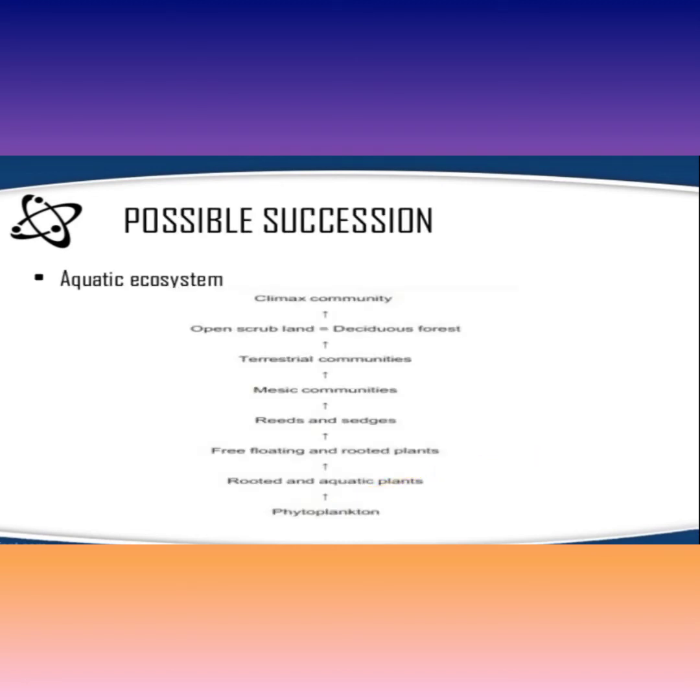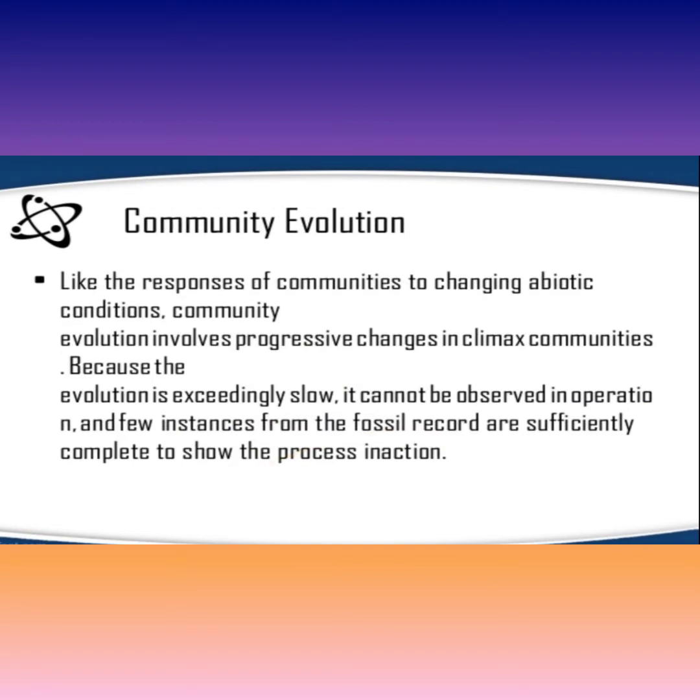Then possible succession, aquatic succession. Let's see phytoplankton; the same flowchart is given for the aquatic ecosystem. Community evolution is the response of a community to changing abiotic conditions. Evolution involves progressive changes in a climax community. Because evolution is exceedingly slow, it cannot be observed in operation, and few instances from the fossil record are sufficiently complete to show the process in action.